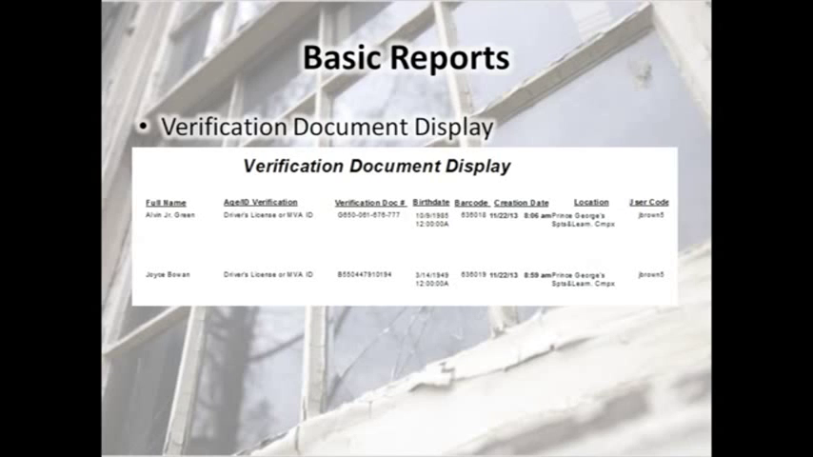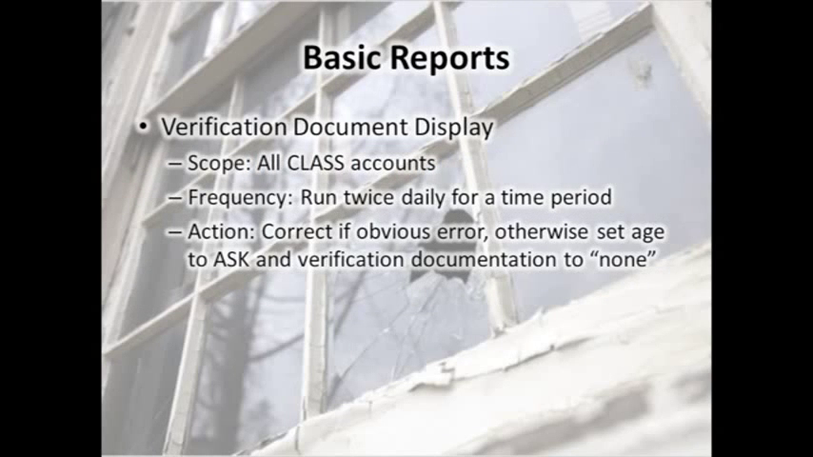So we run this report every single day, and we go down this column right here and make sure that we don't see 0000000 or A or nothing. Okay? So talking about this officially, again, the scope is all class accounts. Okay, so any accounts that were created. However, we narrow the time period, right?